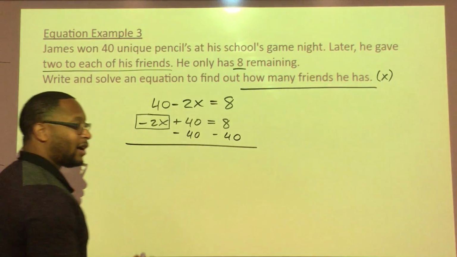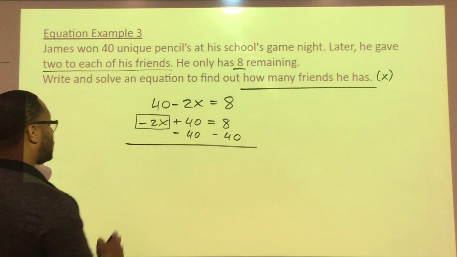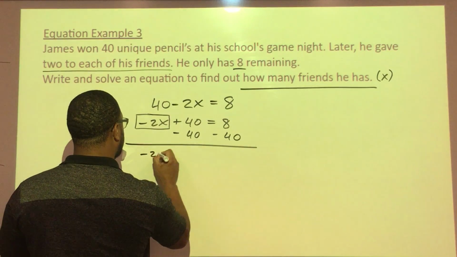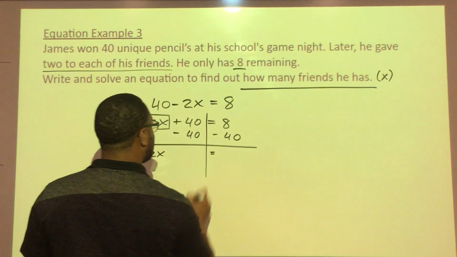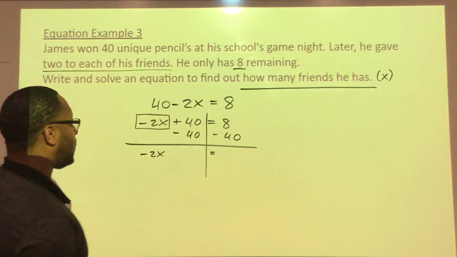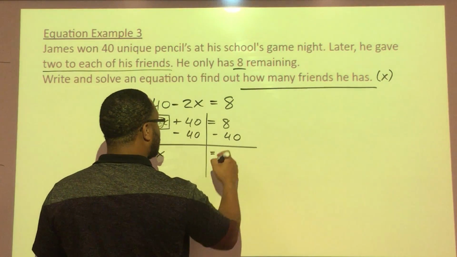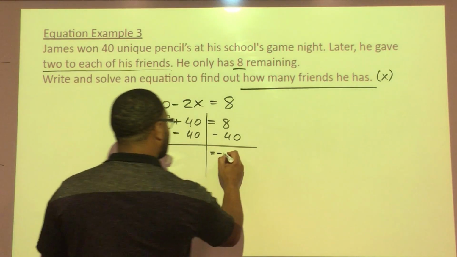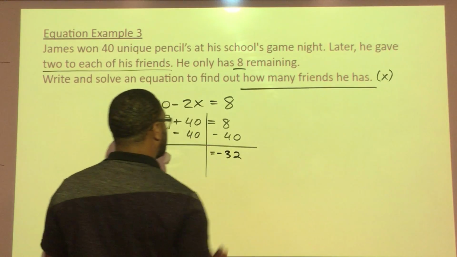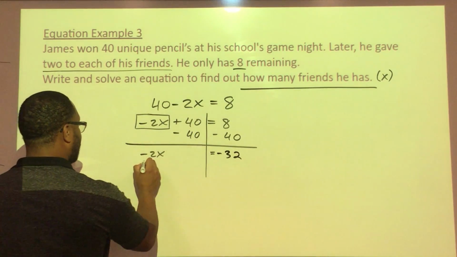And this is why I said you got to be real strong on your integer skills here. That's going to leave us with negative 2x equals, what is 8 minus 40? Well, I have more negatives here, so I know my answer will be negative. And then I just do 40 minus 8, which gives me 32. So my answer is negative 32 over here.